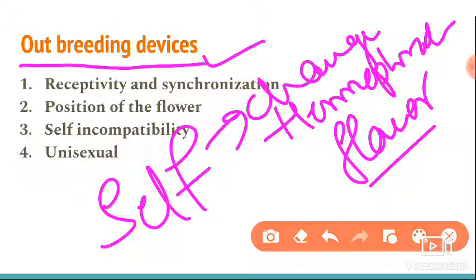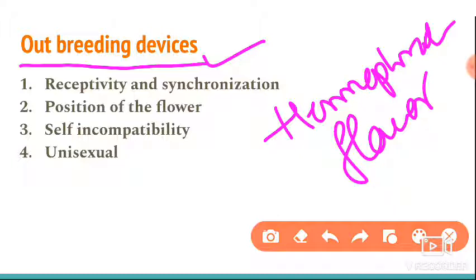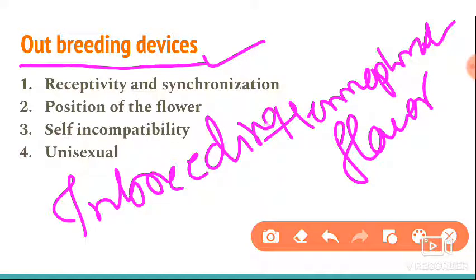If self pollination occurs continuously, what will happen? Inbreeding depression is going to happen here. What is meant by inbreeding depression? The plant or the flower is unable to produce a good product, or unable to produce good seeds. That product is not that good, and there is a lower production of yield in case of self pollination.